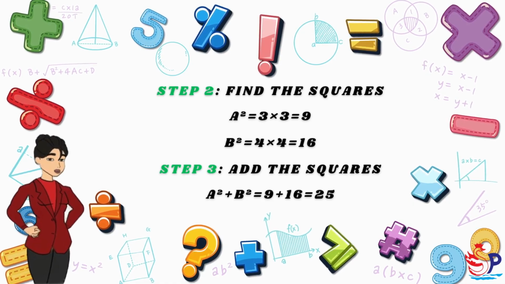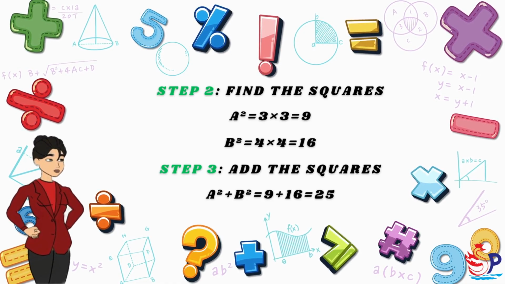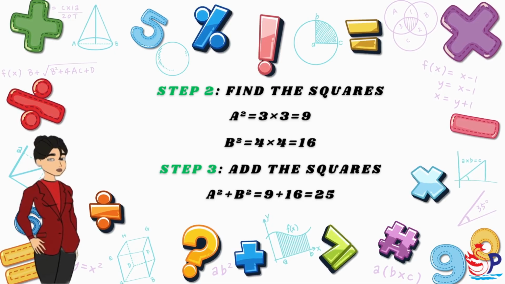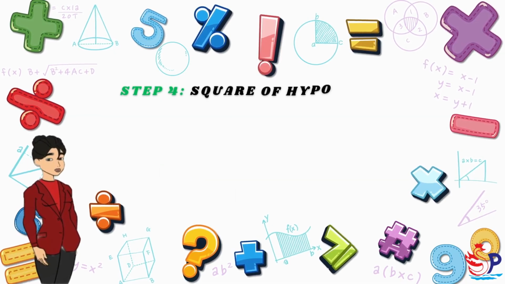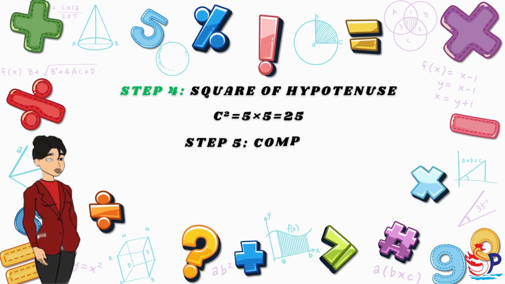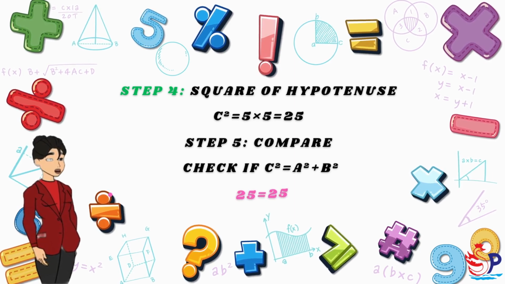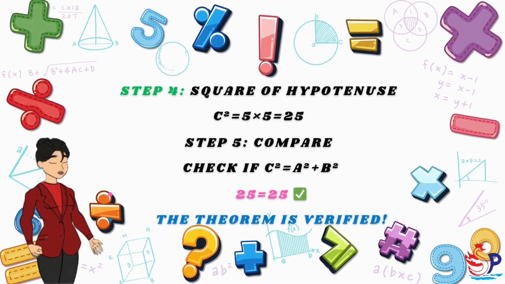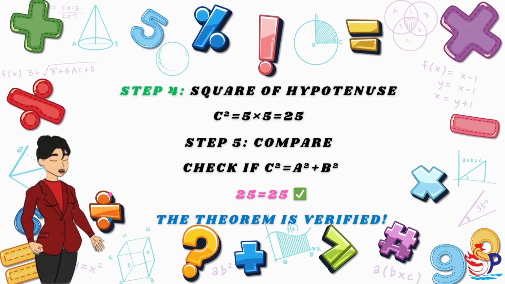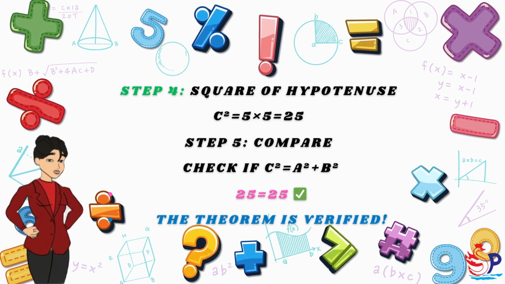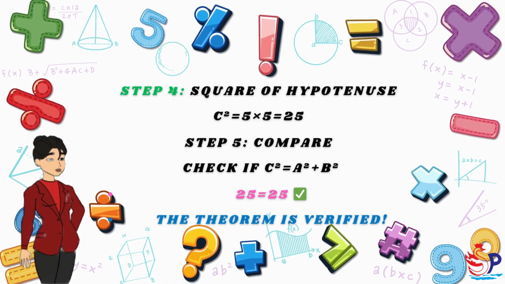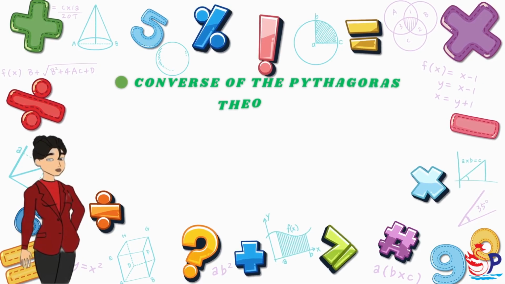Step 3. Add the squares. A squared plus B squared is equal to 9 plus 16 is equal to 25. Step 4. Square of hypotenuse. C squared is equal to 5 multiplied by 5 is equal to 25. Step 5. Compare. Check if C squared is equal to A squared plus B squared. 25 is equal to 25. The theorem is verified.